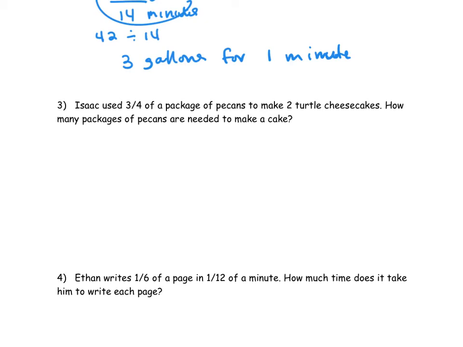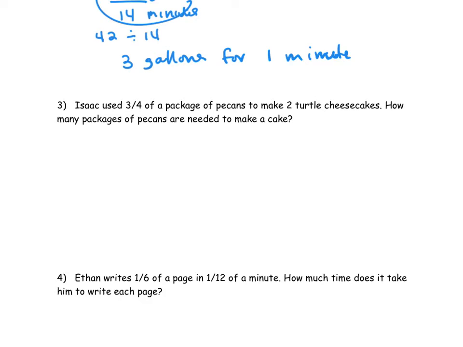So let's read what it says. Isaac used 3/4 of a package of pecans to make 2 turtle cheesecakes. How many packages of pecans are needed to make a cake? And a cake is referring to 1. So this is a unit rate problem.